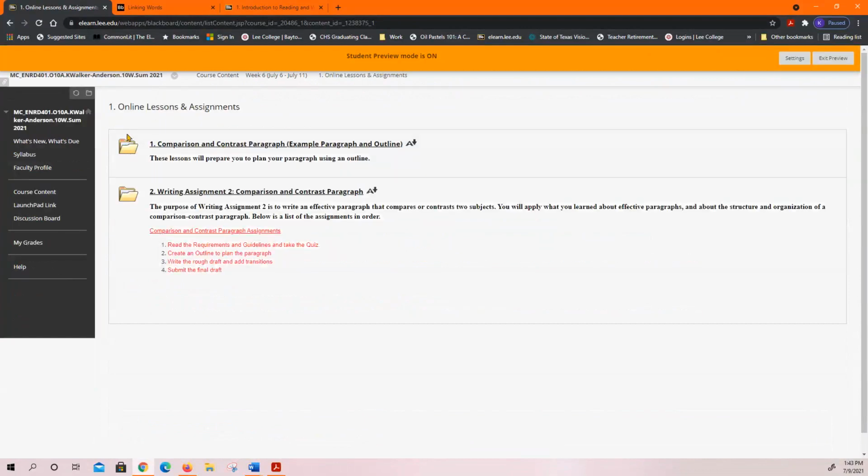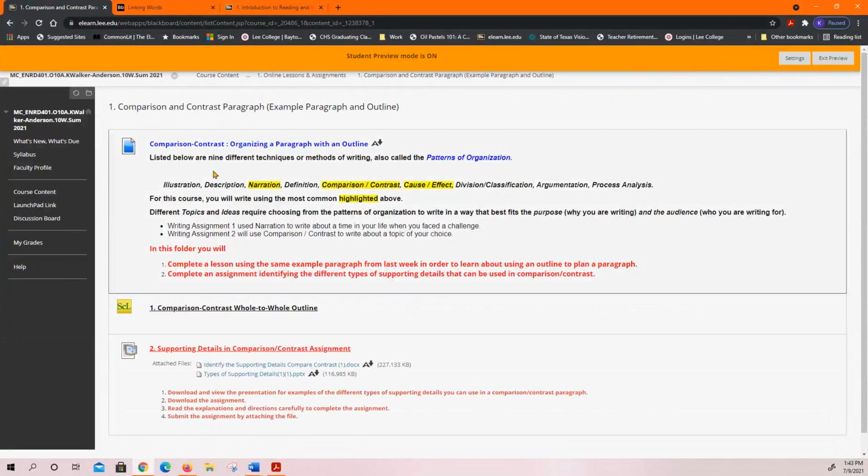This first folder is to prepare you for the assignment. So it's a review of basically what you did last week. And then there's an assignment to complete. So this just talks about the different patterns of organization, of which one of them is comparison contrast. And that's what you're writing for writing assignment 2. And this tells you what you're going to do in this folder. So you're going to complete a lesson and put together an outline so you know how to use an outline.